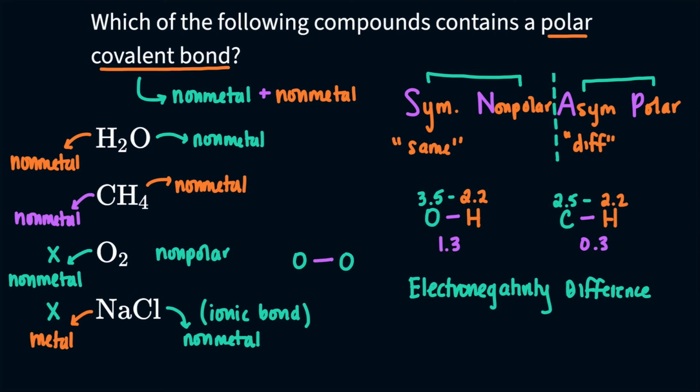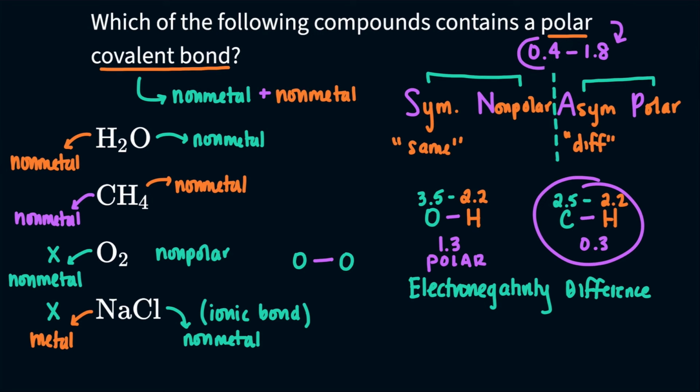Now, just know that if we're talking about a polar covalent bond, that has the pull. That's the asymmetrical one. And by electronegativity differences, polar molecules have an electronegativity difference of 0.4 to 1.8. So the higher one would be the polar bond. Nonpolar is basically lower than 0.4. So this would actually be nonpolar.